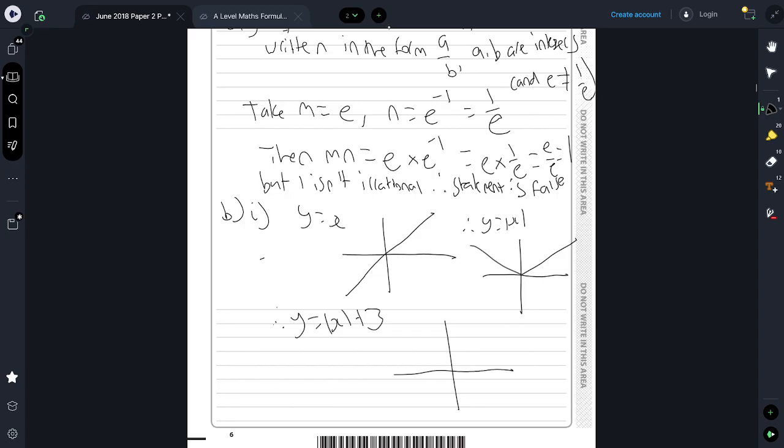Originally it intercepts at 0, but now it's going to intercept at 3. And it'll have this sort of shape. And that should be your graph, okay? Cool.